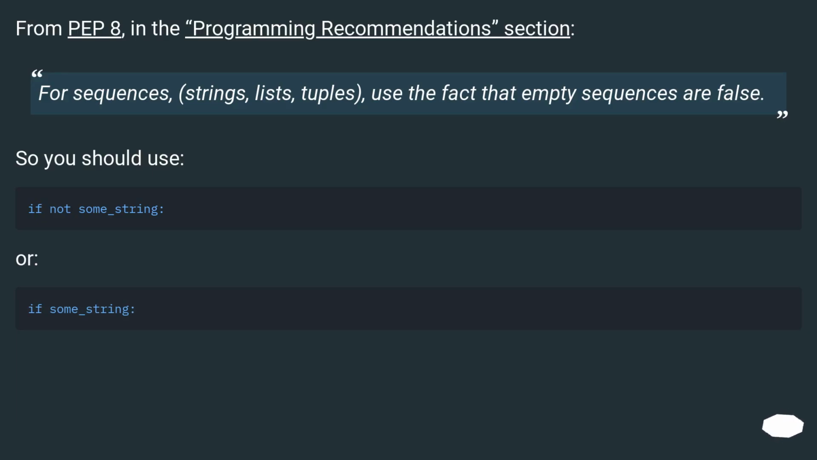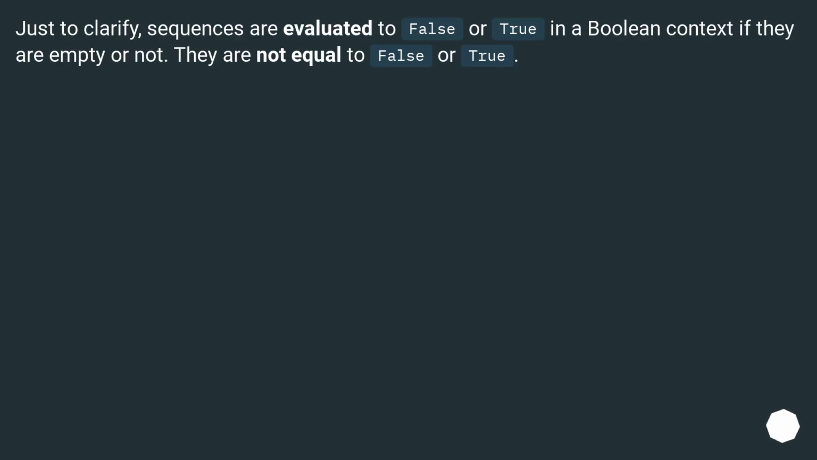From PEP 8, in the Programming Recommendations section: for sequences (strings, lists, tuples), use the fact that empty sequences are false. So you should use this or this. Just to clarify, sequences are evaluated to false or true in a Boolean context if they are empty or not. They are not equal to false or true.